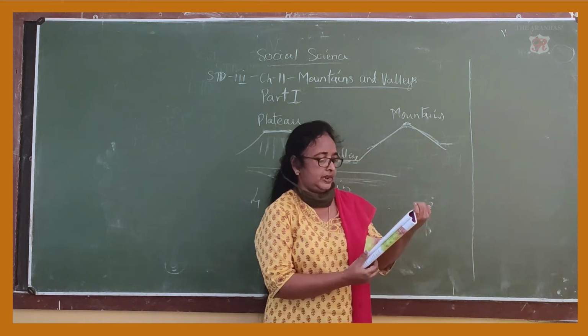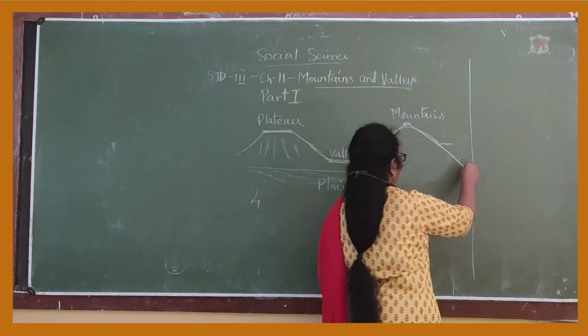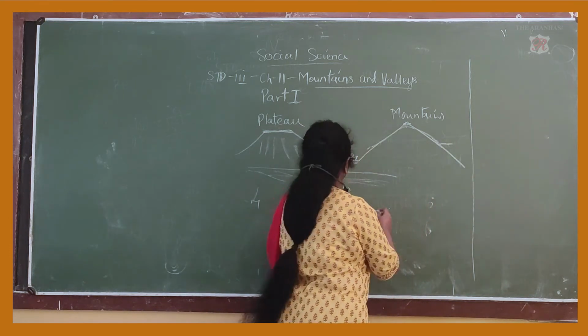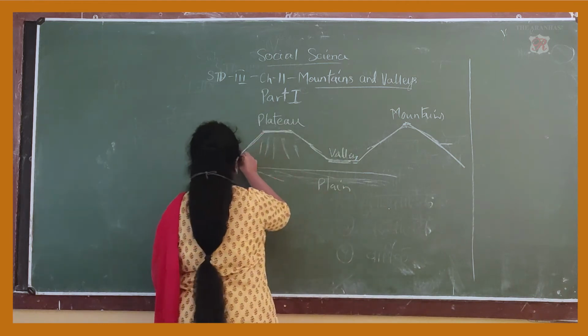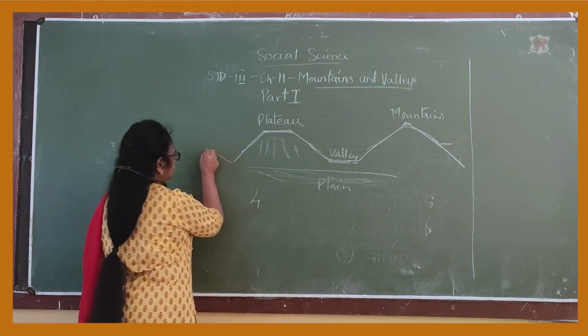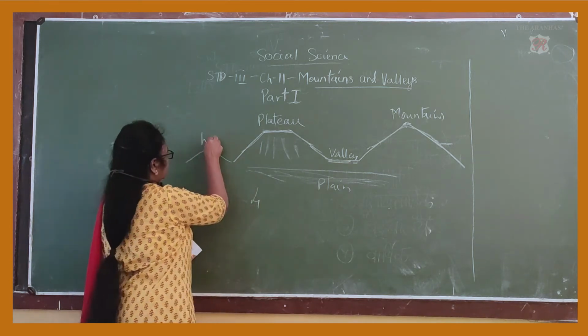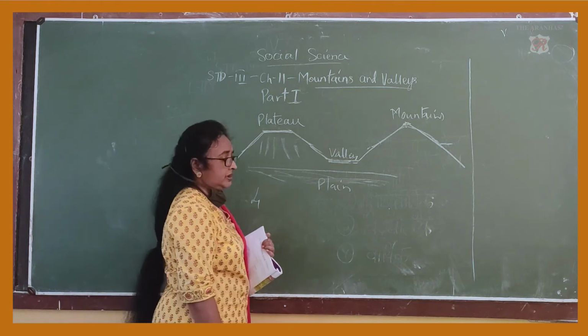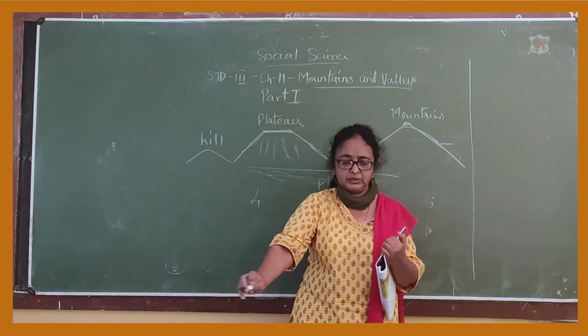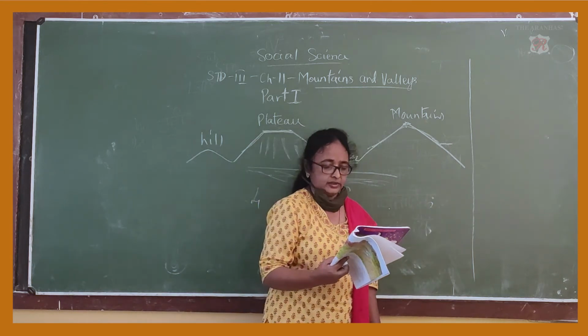Mountains that are not very high are called hills. Now suppose this is a high mountain. Now suppose this one is very small. We can call this a hill. It is not a mountain; it's a hill. A very small raised part of the earth is called a hill.